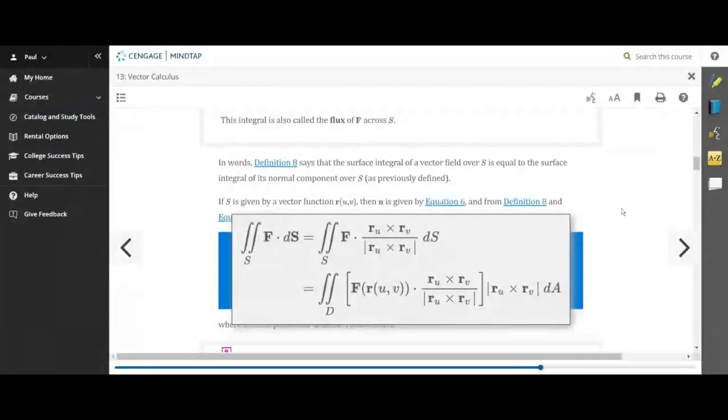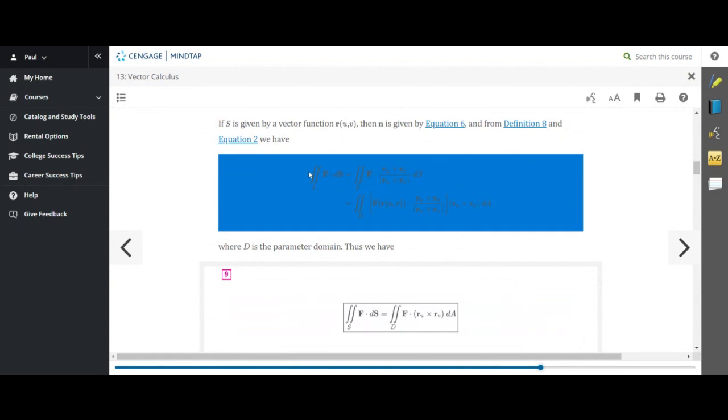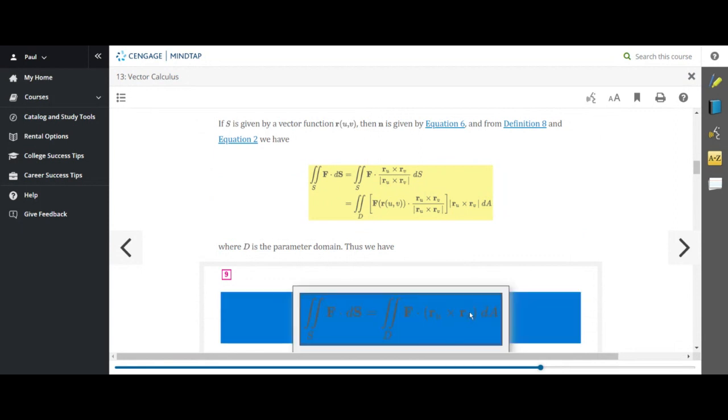I don't know if in physics your professors go over formulas with you, but you can see that if you replace dS with the length of that cross product times dA, the lengths of the cross products are going to cancel out, and that's going to give you a formula for flux, which is in the highlighted formula 9.